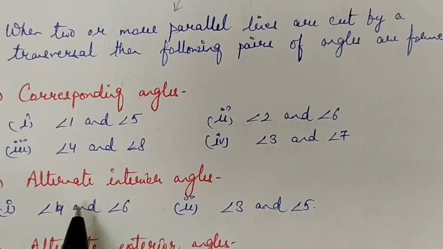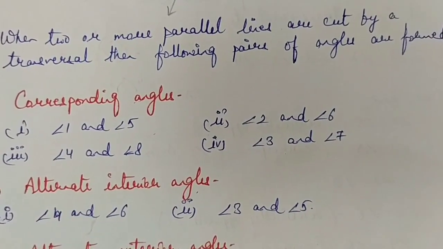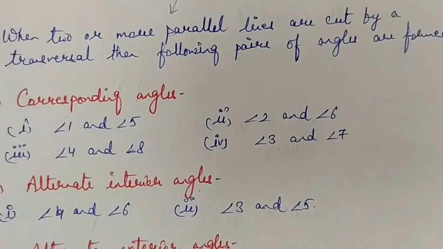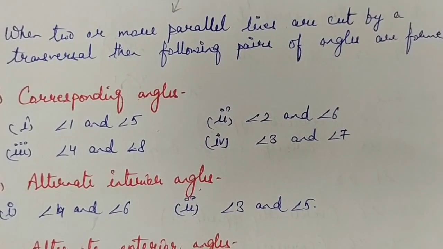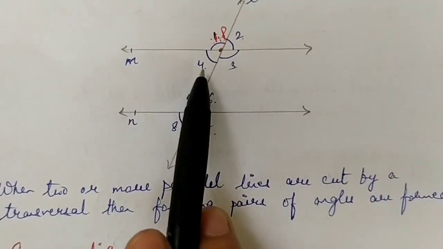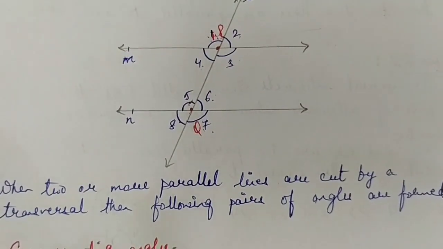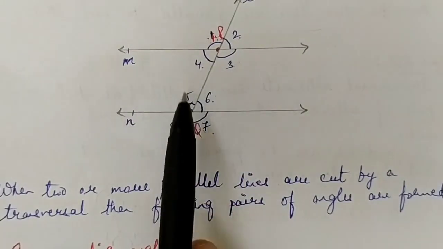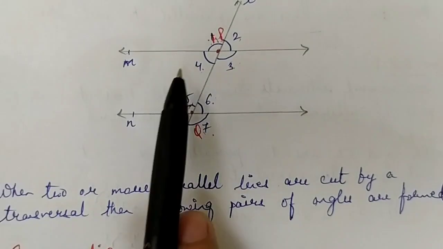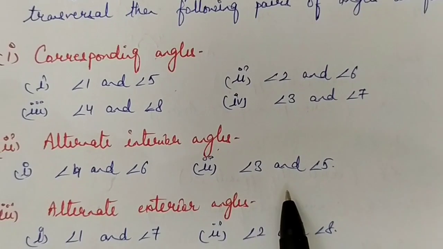Likewise, next are alternate interior angles. Alternate means one angle is on one side and the other angle is on the other side, alternate sides, means the opposite of same. Interior means inside. Alternate interior angles you know very well. So alternate interior angles are 4 and 6, 3 and 5. Two pairs of alternate interior angles are formed because these are interior angles, and alternate: 4 is at the left side and 6 is at the right side. So 4 and 6, 3 and 5 are two pairs of alternate interior angles.